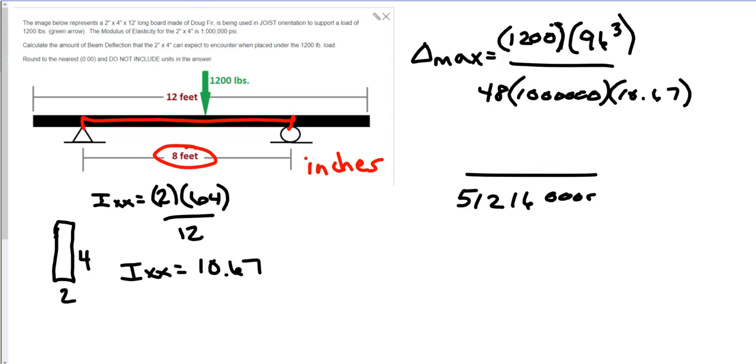The most common mistake is doing that out of order, or forgetting to convert to inches, or not using this distance. Some people used 144, which was incorrect. In my lecture video and in the practice problems, I talked about needing to use the distance between the supports because that's what's feeling the actual force. Okay, so we need to do 96 cubed times 1200.